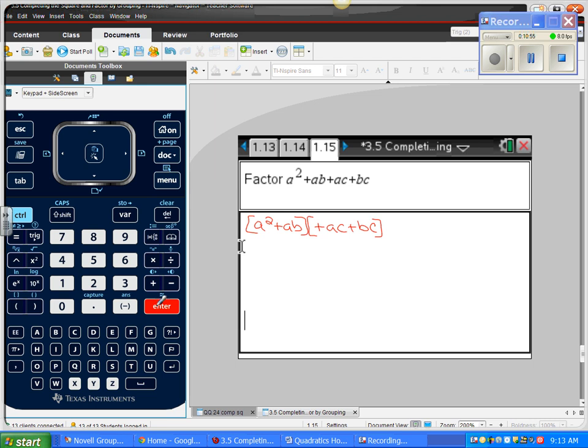We're going to look at the first group to start. What's the GCF of that first group? A. So what we're going to do is pull out a GCF of A. If I pull out a GCF of A, what goes in the parentheses? A plus B.